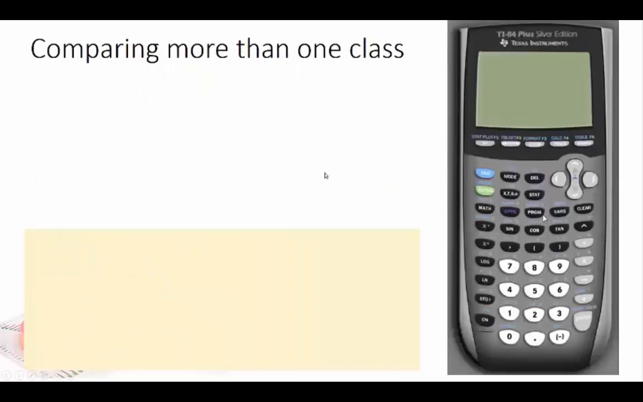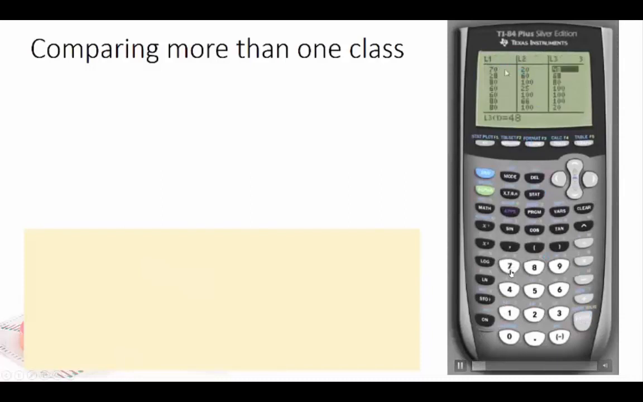If I'm trying to compare more than one class, basically all you're going to do is go into that stat and edit and put your data in the list, and I've already entered it because you don't need to watch me do that. And then you're going to make sure that the plots are turned on for all of them. So I'm going to show you the plot for 2, and make sure it shows list 2. It's going to default to list 1, so I'm going to show you how to change that. Make sure you hit clear to get rid of it, then hit the name you want to put in there. I didn't really want list 3 in here, so I'm going to put list 2 back.